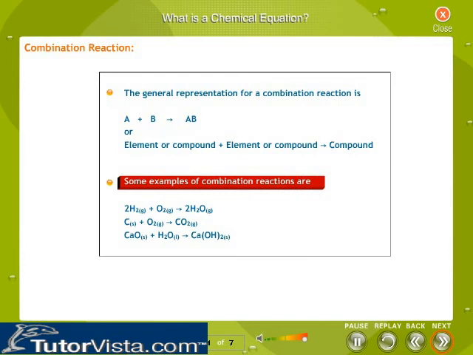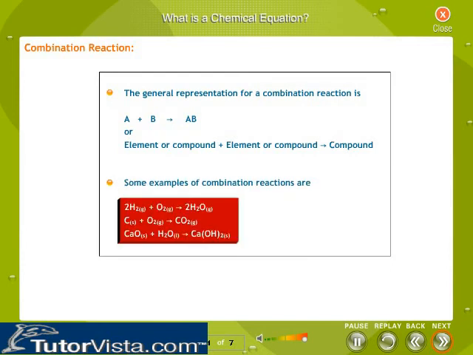Some of the examples for combination reaction are formation of water from hydrogen gas, H2, and oxygen gas, O2; burning of coal and oxygen to give carbon dioxide; and calcium oxide, CaO, reacting vigorously with water to produce slaked lime, calcium hydroxide.